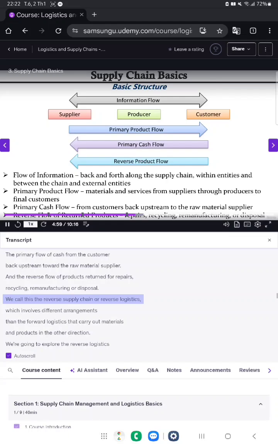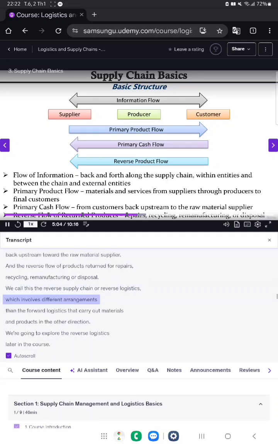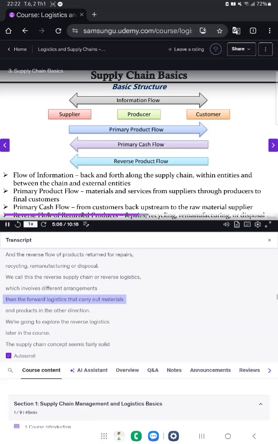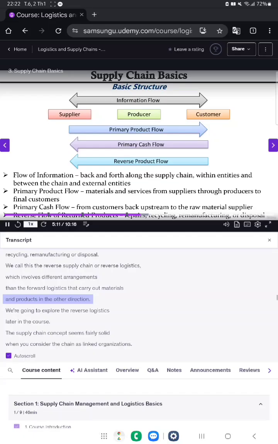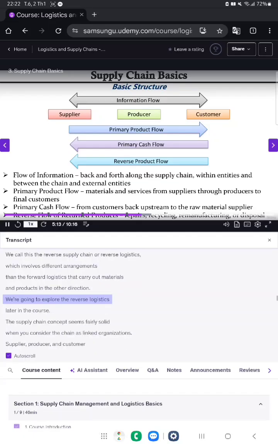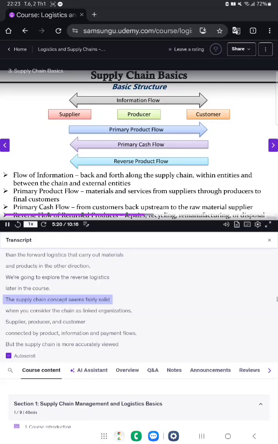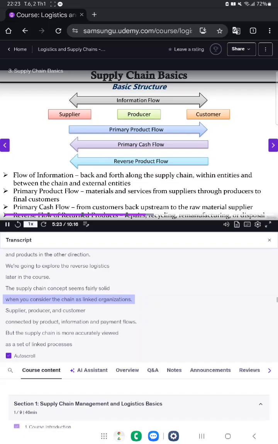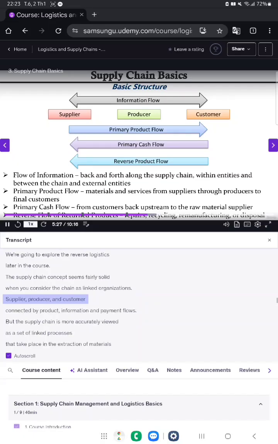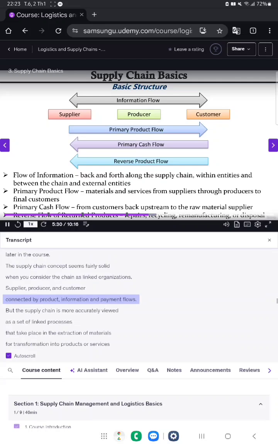We call this the reverse supply chain or reverse logistics, which involves different arrangements than the forward logistics that carried materials and products in the other direction. We are going to explore the reverse logistics later in the course. The supply chain concept seems fairly solid when you consider the chain as linked organizations, supplier, producer, and customer, connected by product, information, and payment flows.